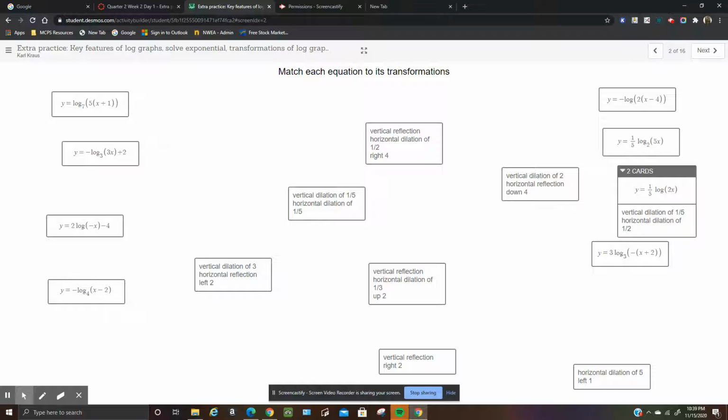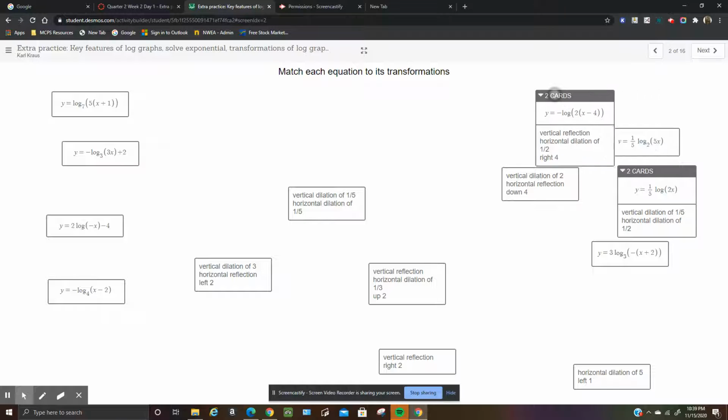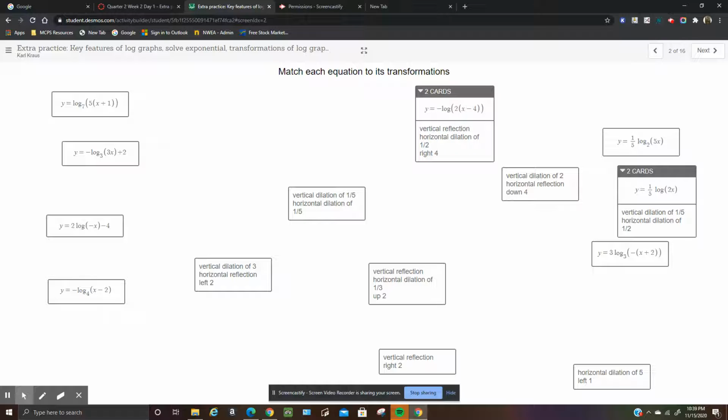All right, and then you want to do this one's vertical reflection. So vertical reflection would be a negative in front of the log. There's a few of those. Horizontal dilation of 1/2. That's with 2, and then right 4 is this one here. So the next one, vertical dilation of 1/5. You have a 1/5 in front, and horizontal dilation of 1/5. Those go together here.